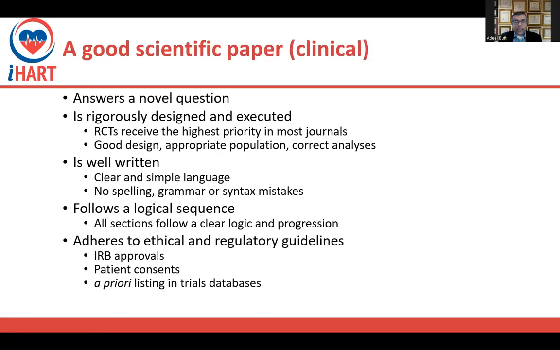Let's start off with the attributes of a good scientific clinical paper. I think the first and foremost attribute of a good paper is that it answers a novel question. And this question is clinically relevant or has public health relevance and is important for the context where you practice. A good scientific paper is rigorously designed and executed, and there is a hierarchy in terms of the importance of various study designs which the journals decide. And generally, randomized controlled trials receive the highest priority in most journals.